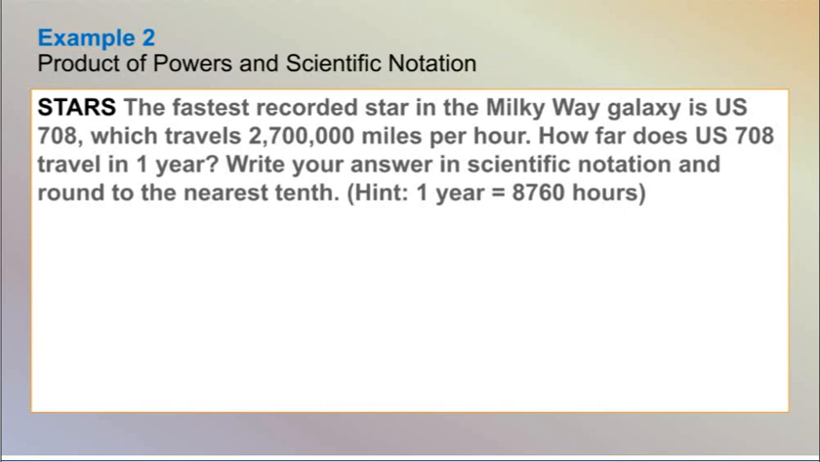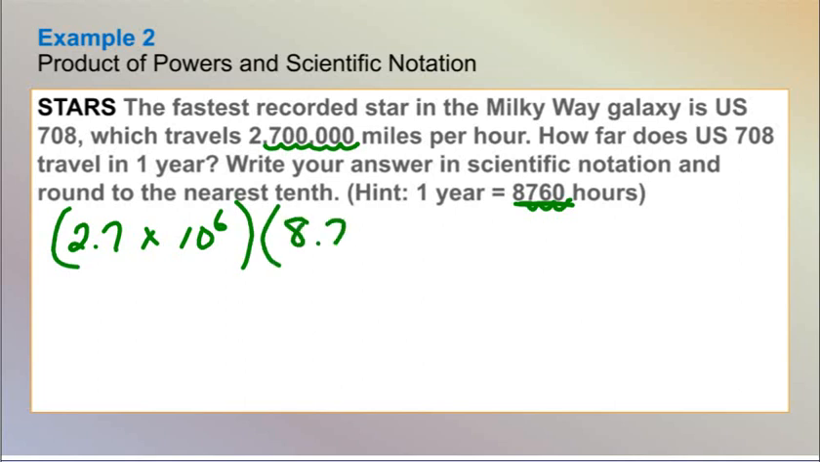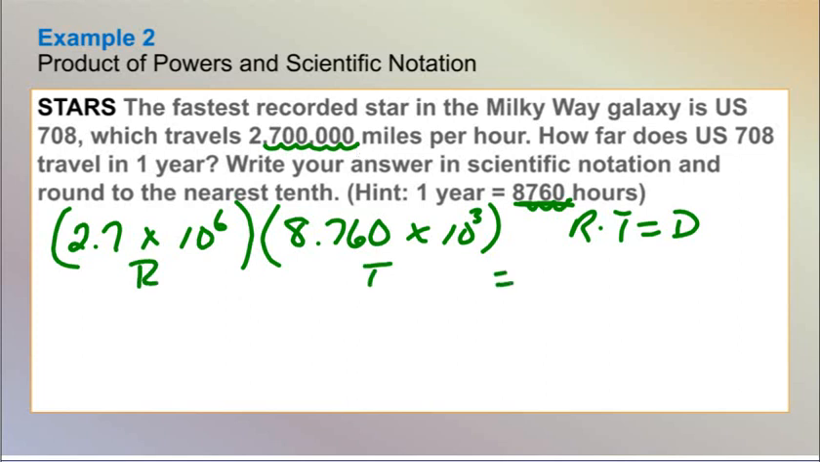So to put these in scientific notation, I have 2,700,000. I need to have one digit to the left of the decimal point, and it has to be a number bigger than 0. So I move it 1, 2, 3, 4, 5, 6. This is 2.7 times 10 to the 6th power. And then the hours here, the decimal point is here. I move it 1, 2, 3. So then I have 8.760 times 10 to the 3rd power. And if I'm using rate times time equals distance, here's our rate, here's our time. We need to find the distance.